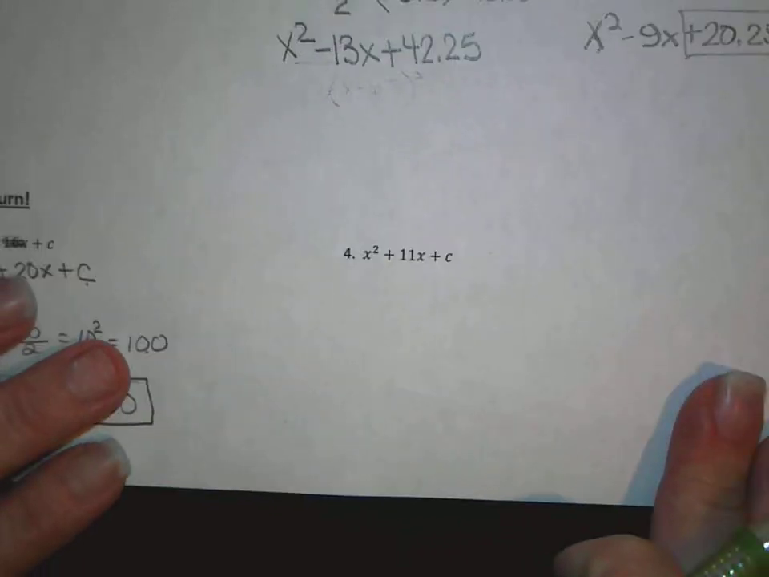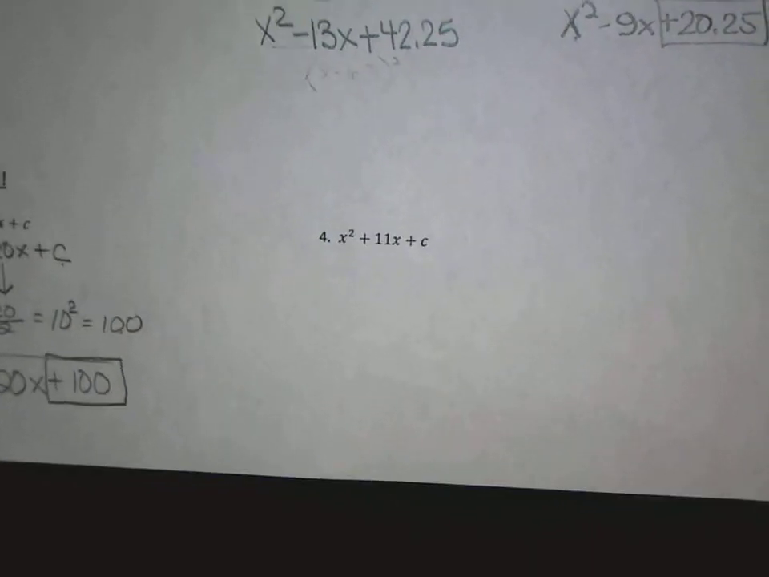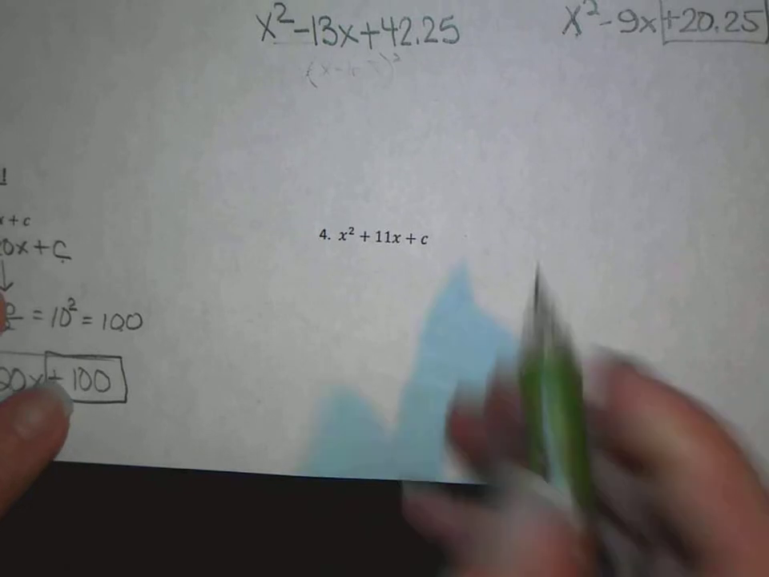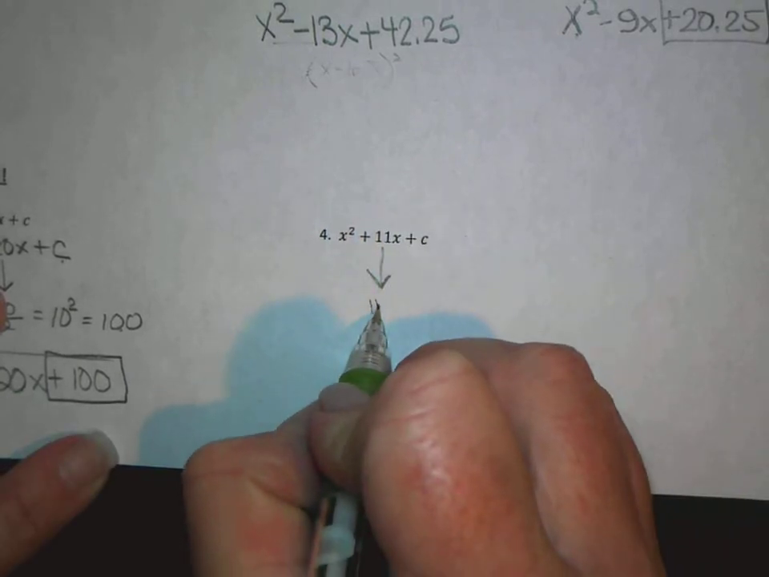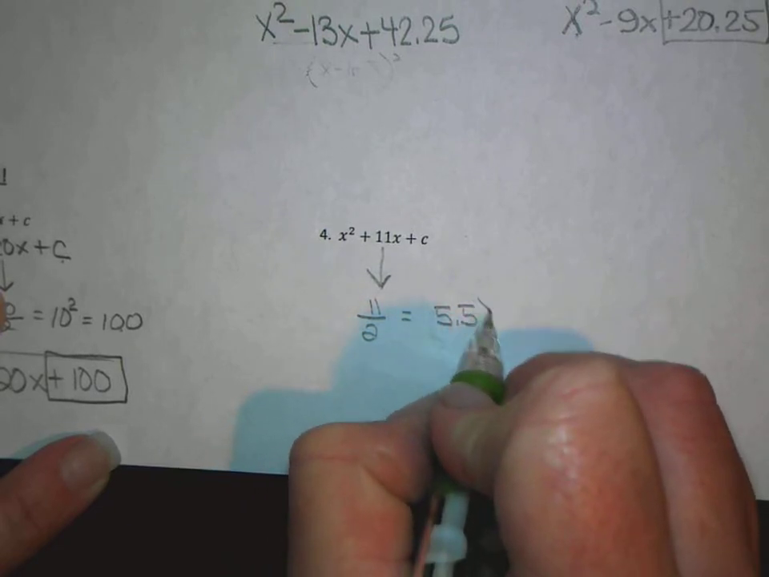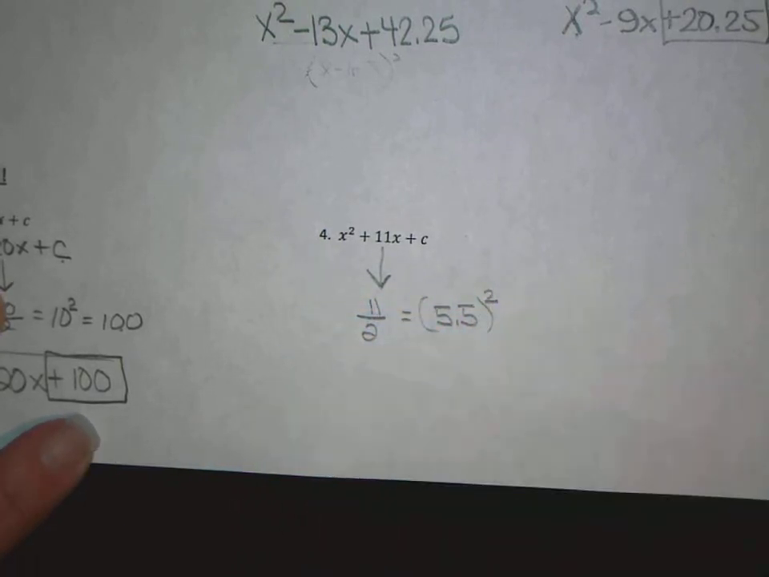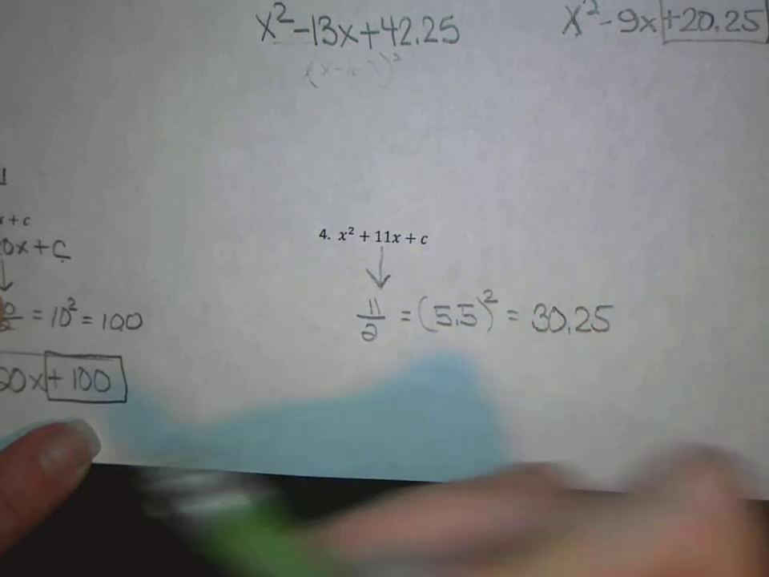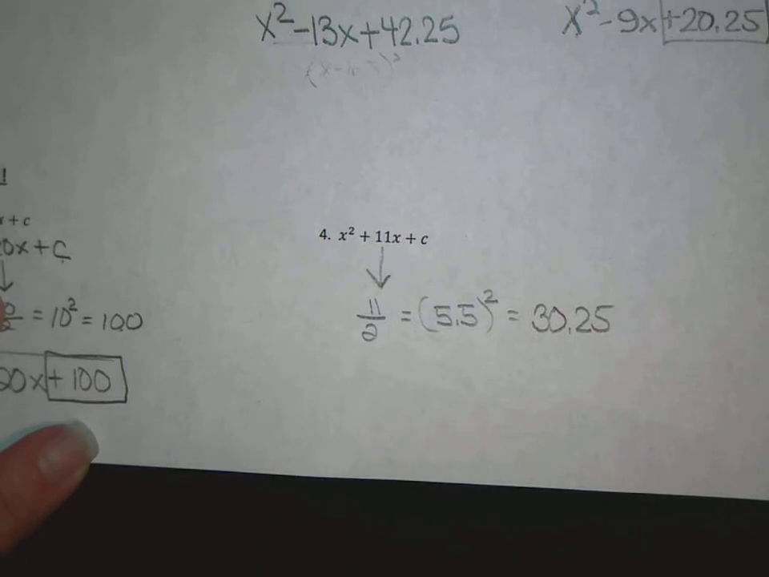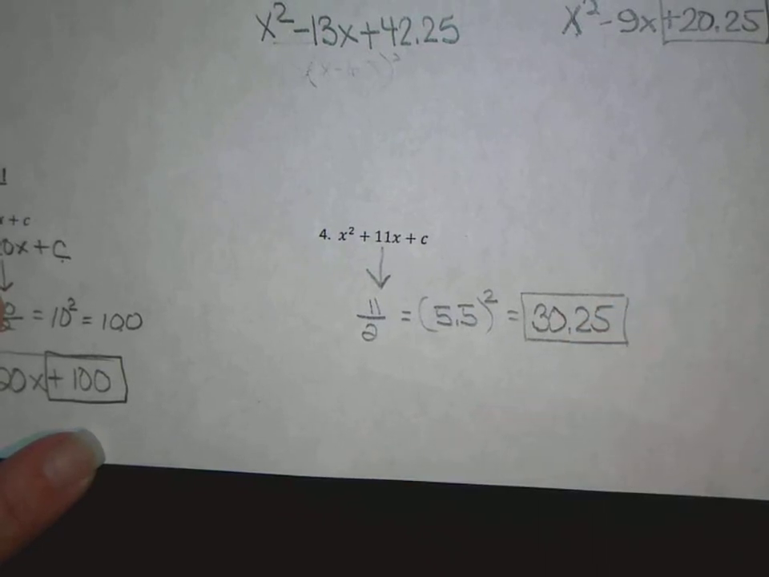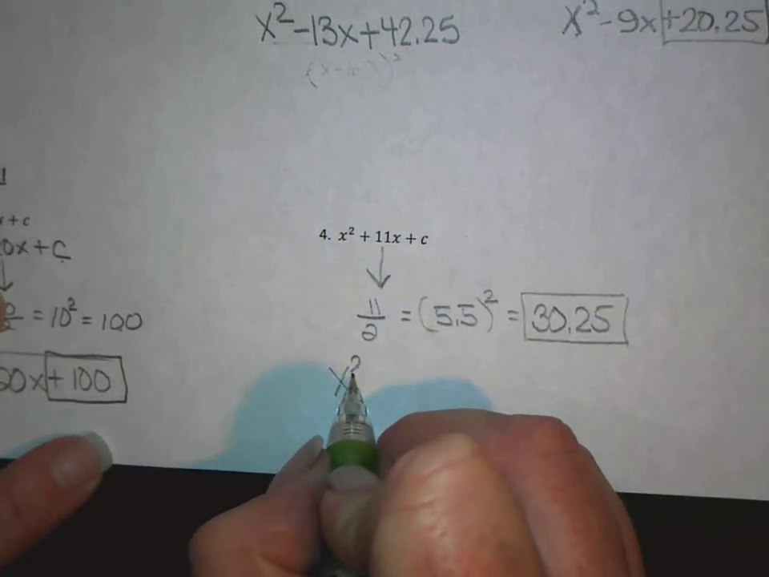All right, and last but not least, let's go ahead and do number 4. Pause your video. All right, so you're going to take your middle term, which is positive 11. You're going to divide that by 2, and that's going to give you a positive 5.5. You're going to square that, and that will be 30.25. Now, guys, based on the directions they give you, they say find the value of c that makes it a perfect square trinomial. That would be that.